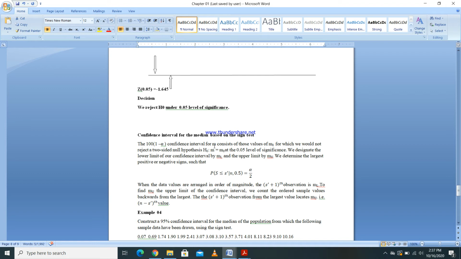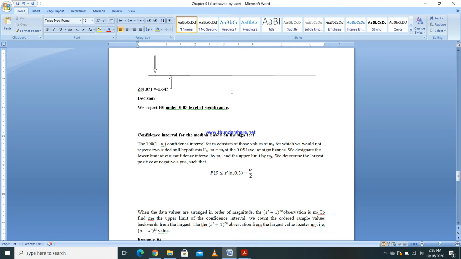So when you take the lower limit, the probability that your test statistic is less than or equal to this lower limit value should be equal to alpha divided by 2. In other words, if you are taking alpha as 0.05, alpha divided by 2 is 0.025. That is, we are sure when you take the binomial distribution, right?